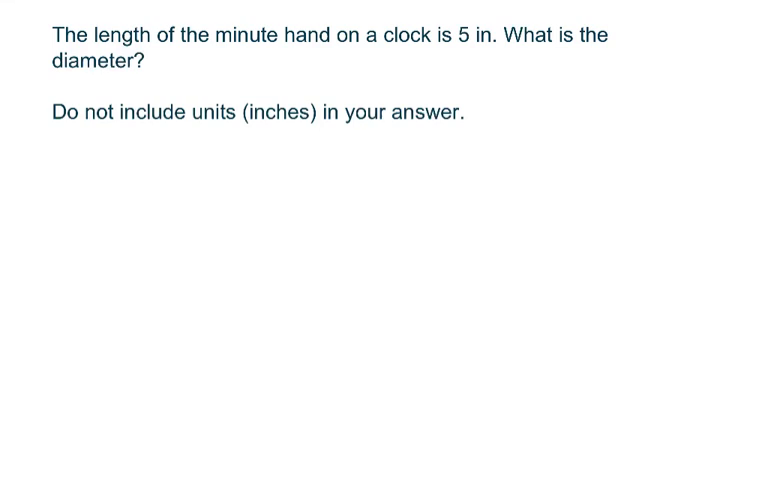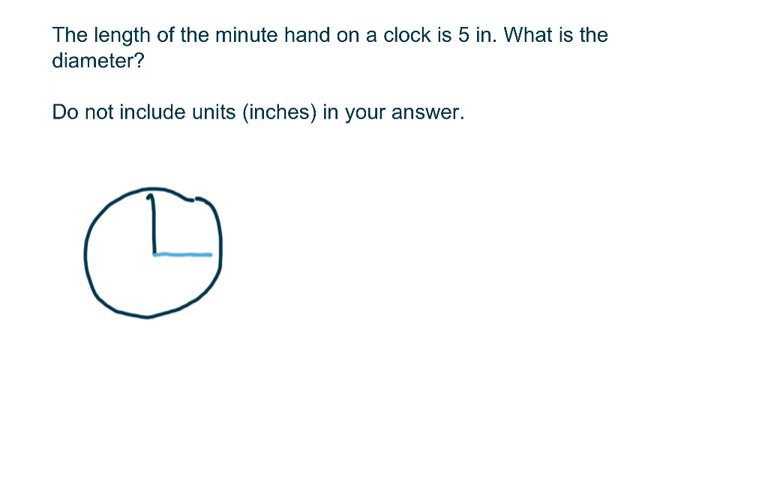The length of the minute hand on a clock is 5 inches. What is the diameter? Do not include units, inches, in your answer. So let's begin by drawing a sketch. Here's a clock, and I'm going to set the time for 3 o'clock.